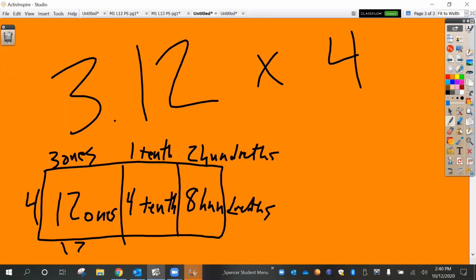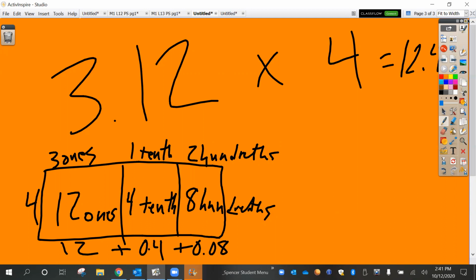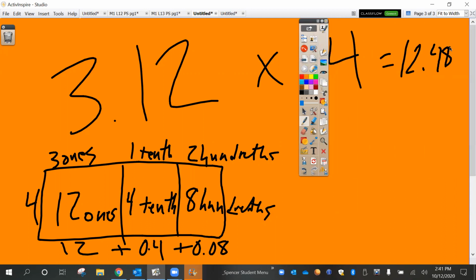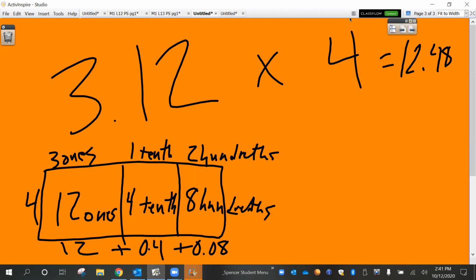And then I can show standard form down below and add those back together. So this should equal 12 and 40. Oh, let me get this out of the way. 12 and 48 hundredths. Right? So let's show that stacked vertically and see how that works for us.